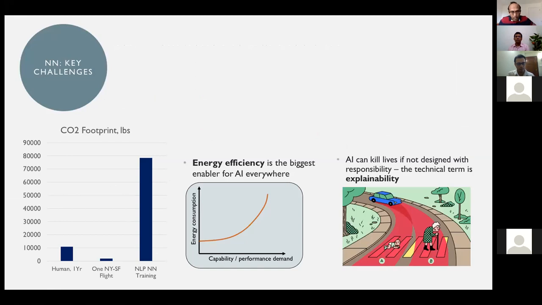Here you go. Now, an NLP neural network consumes about, let's say, 80,000 pounds of carbon dioxide footprint. And if I go by the numbers, we were able to reduce the energy consumption by 20 times. So you're looking at a carbon dioxide footprint which is 20 times less than that, roughly about 2,000 pounds of carbon dioxide.